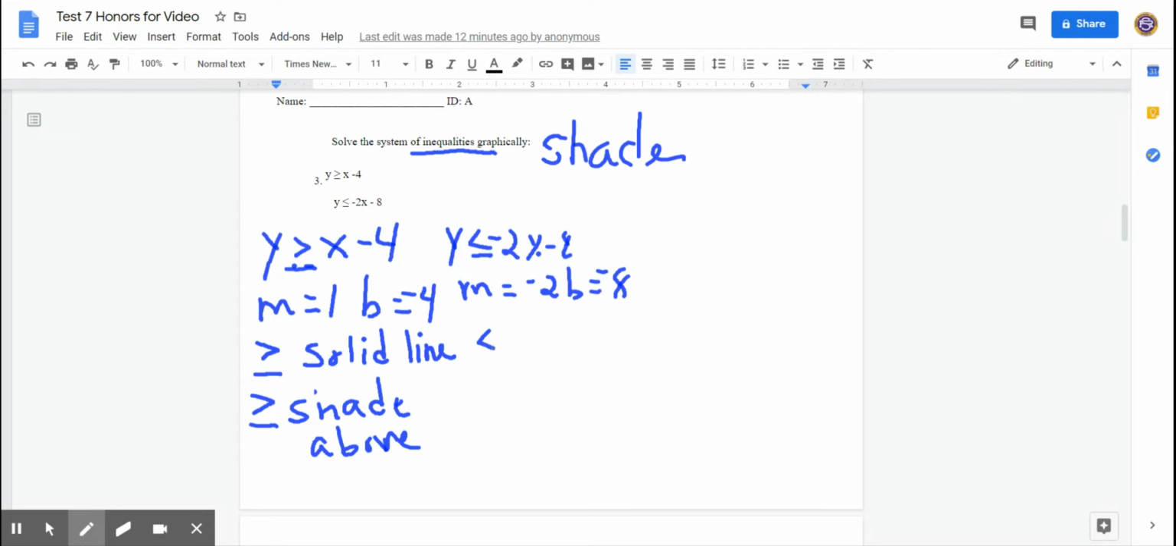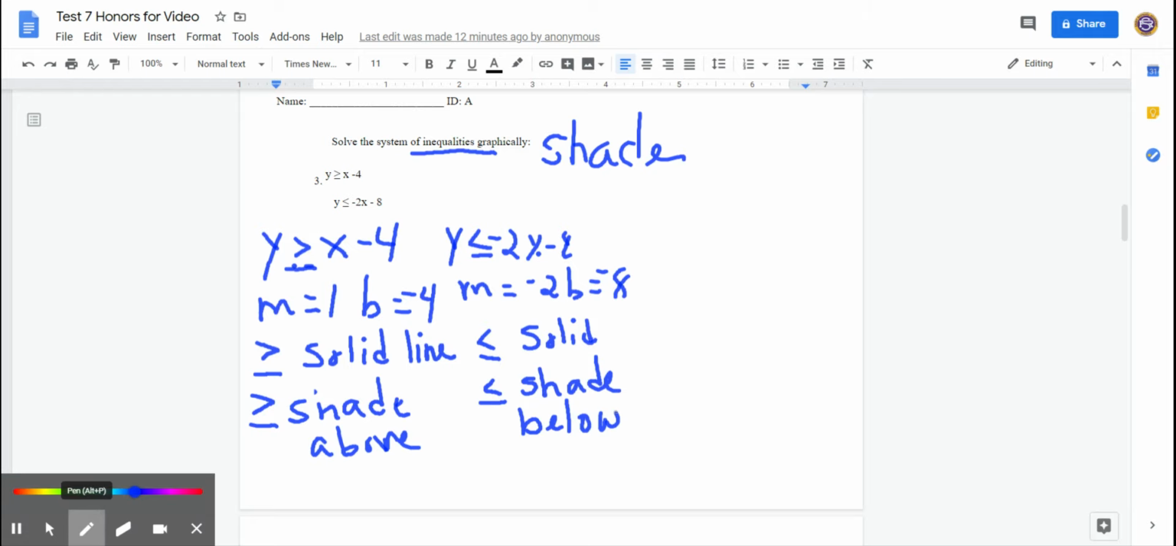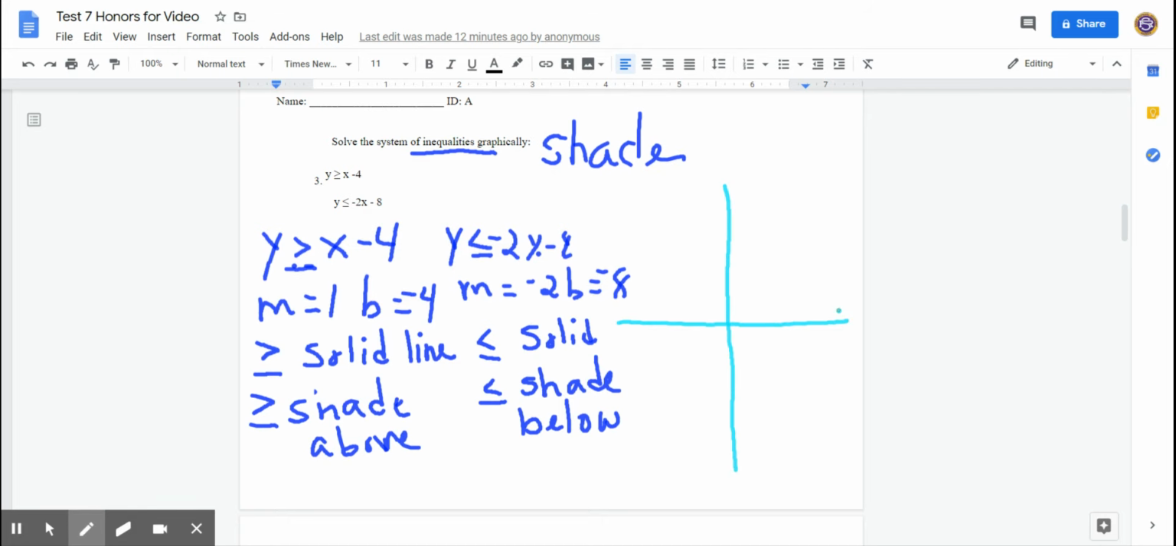It's less than or equal to, so now again we have a solid line because it's equal. And it's less than or equal to, so we're going to be shading below this time. Because where does y get smaller? As it goes down the axis. So now we're going to graph our line. So let's do this. I'm going to make this a little lighter so it's easier.